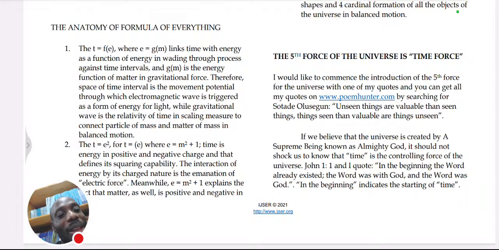insignificant. So in the second publication, I'm able to see that the value is being suspended, and when it is being manually annihilated, then we can bridge that gap between classical mechanics and quantum mechanics. So unseen things are valuable than seen things. Things seen than valuable are things unseen.